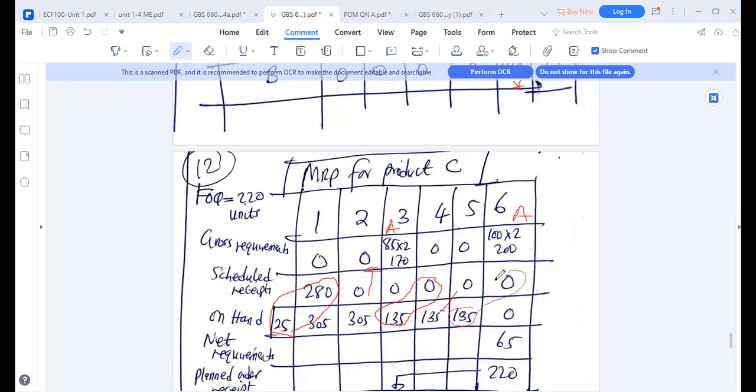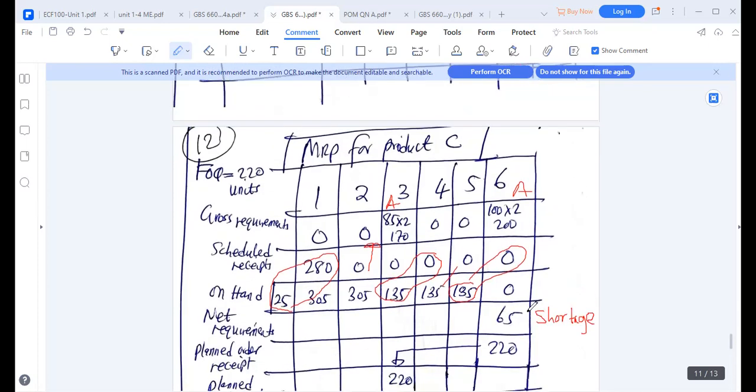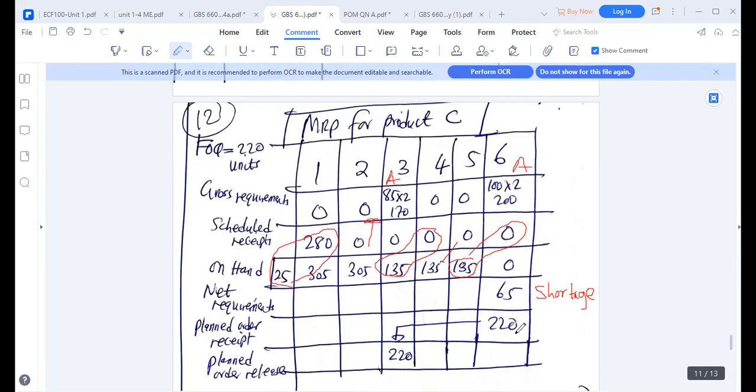135 plus 0 to meet the demand of 200, we have a shortage, which is the net requirement. The shortage in this week is 65. When we have the shortage, what is needed now is for us to make an order. So in this week, we have received an order of 220 because there's a problem. This 220 that we have received, we can sort out, 220 minus the net requirement of 65.